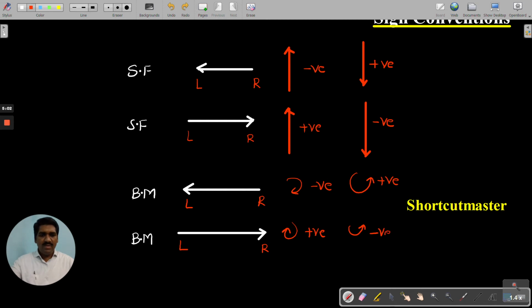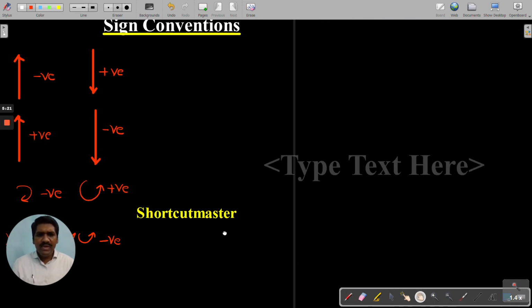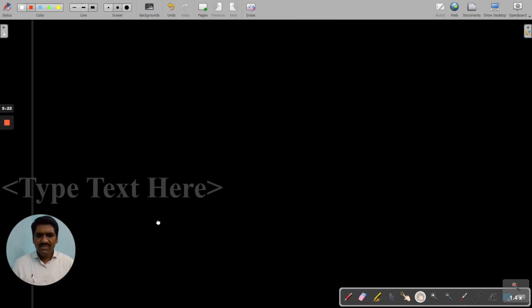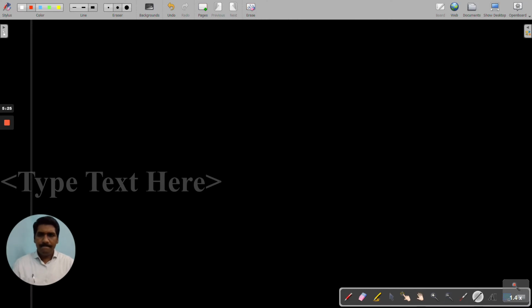Are you following what I am trying to say? This is the picture. These are the sign conventions for the shear force and bending moment diagram. I will go for an example also. No need to worry. I will not leave you. Now all of you just see here. Let us go for a simple example. I am having a beam like this.